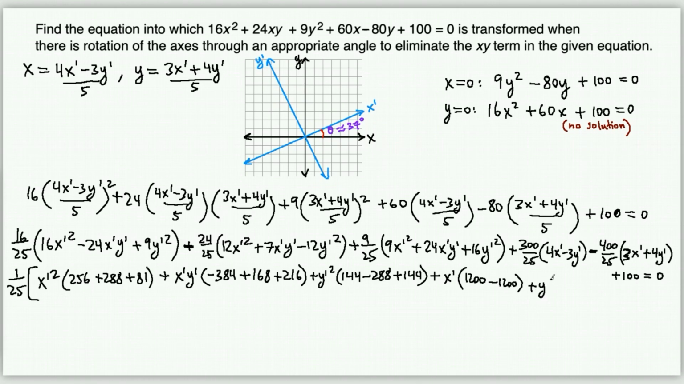That will be 0. Good. Plus y prime. So y prime, we have negative 3 times 300, that's negative 900. And here we have 4 times negative 400, which is minus 1600, right? Okay, so we can close the bracketed parentheses because that's where we opened it originally. And that's plus 100 is equal to 0. Okay. I know this is lengthy, but it's still solvable.